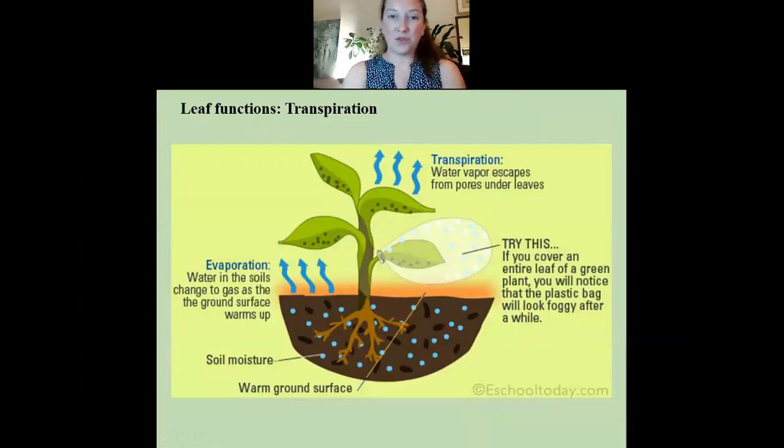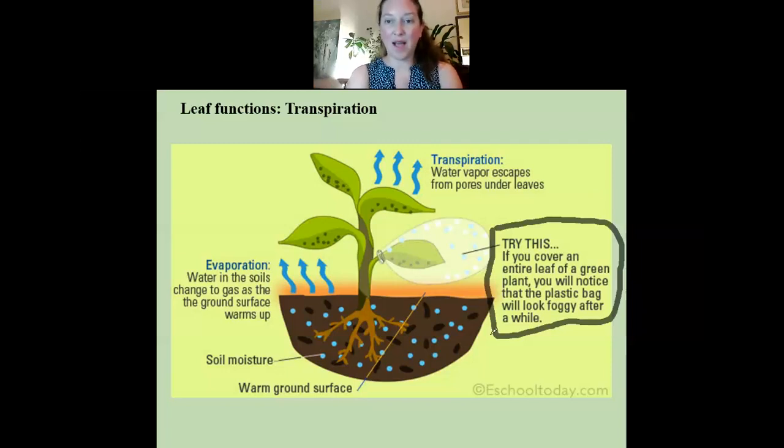This is kind of a cool trick. If you have a plant at home, if you took a plastic bag, and you cover the leaf in the plastic bag and you leave it like that for an hour or maybe even a little bit more, eventually the plastic bag is going to be all foggy from the water vapor that has escaped out of the stomata. So this is again because of this process of transpiration, right? Transpiration, where the water vapor is leaving the holes in the leaf, right? The stomata.